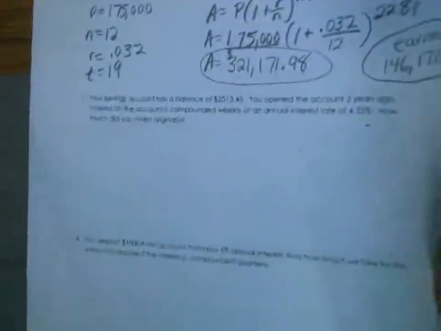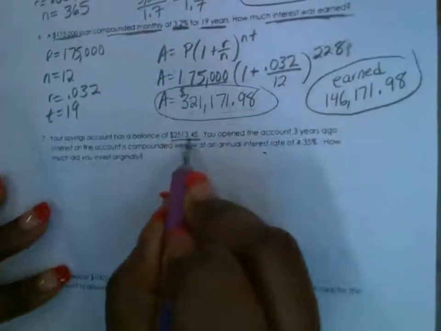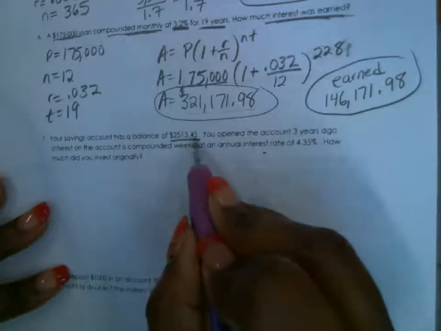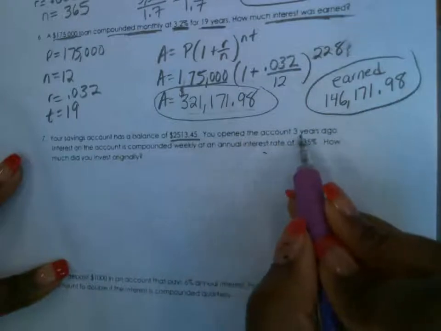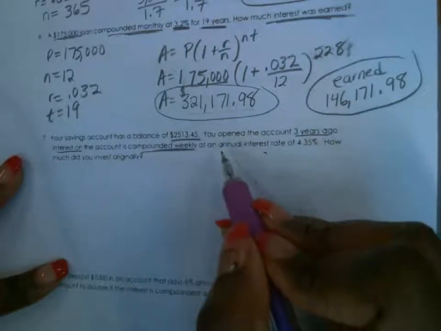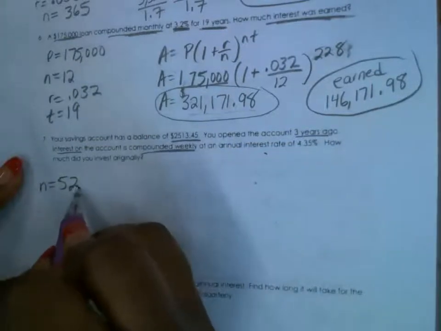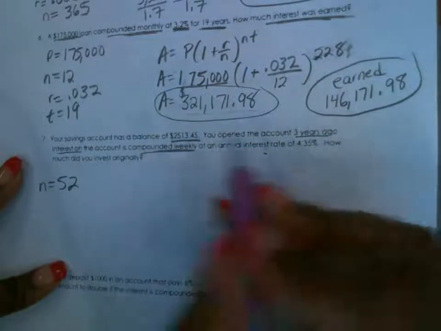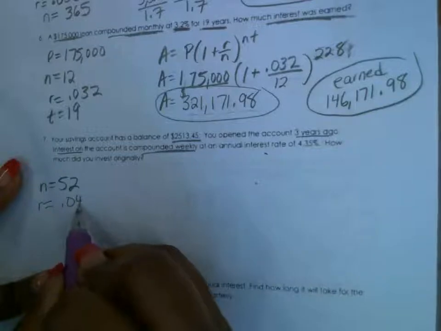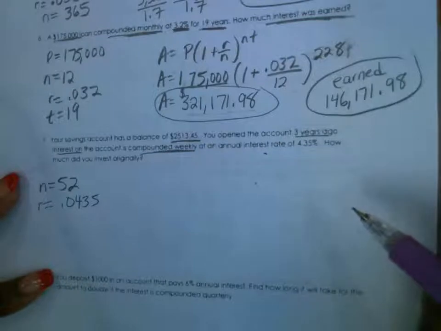Okay. All right. So the next one is your savings account has this as a balance, $2,513.45. You opened the account 3 years ago. Your interest on the account was compounded weekly. So it's 52 weeks in a year. Okay, so N is 52. Put that over to the side. And the interest rate, move the decimal over 2 times. So that's going to be 0.0435. How much did you invest originally?